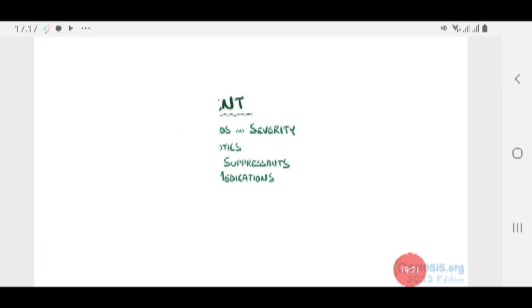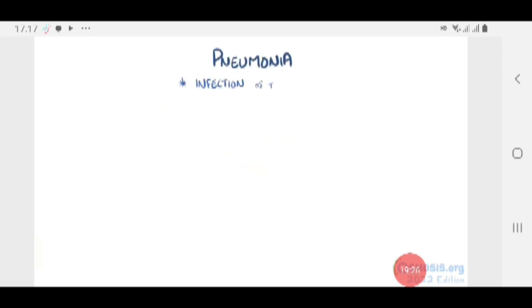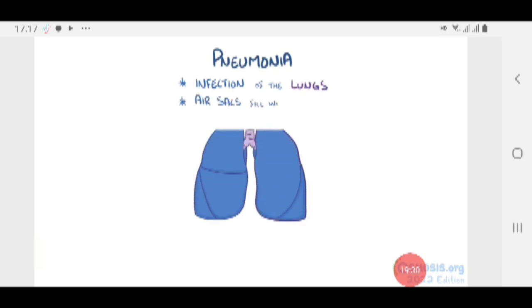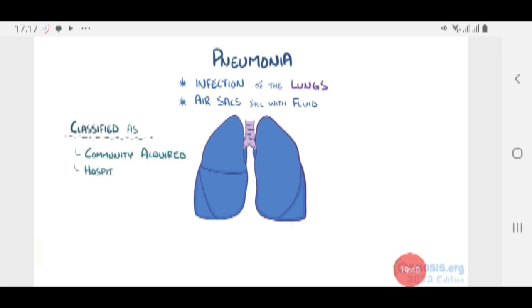Alright, as a quick recap, pneumonia is an infection of the lungs that results in air sacs being filled with fluid. The disease can be classified by being either community-acquired, hospital-acquired, with some of those being ventilator-associated pneumonias, or aspiration pneumonias.